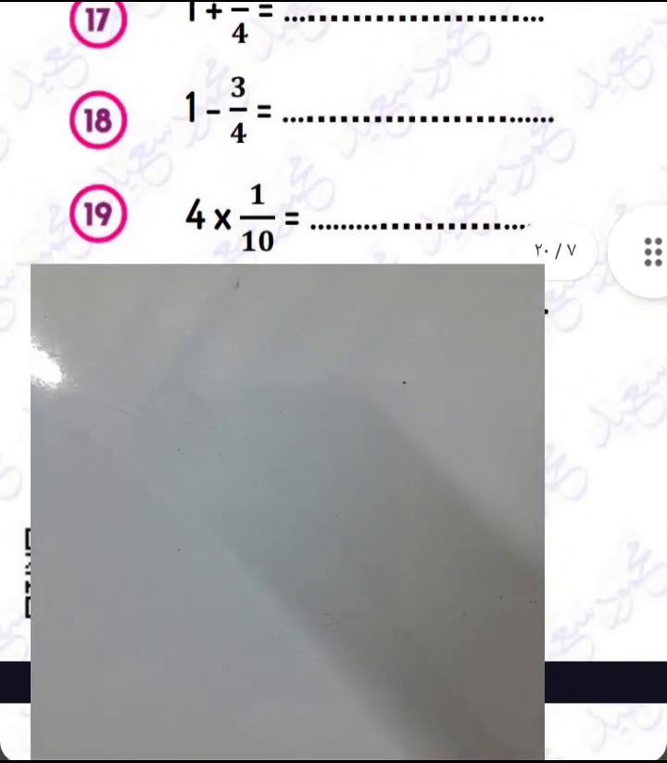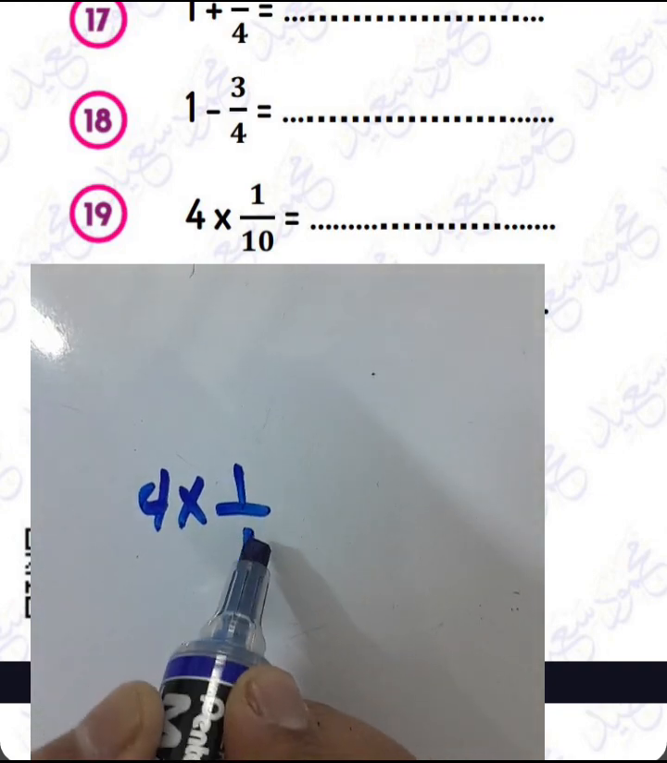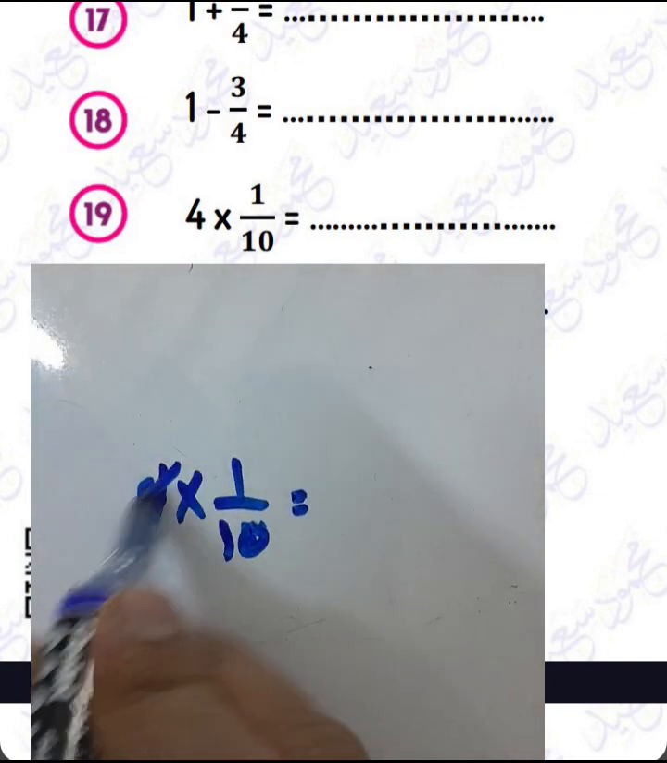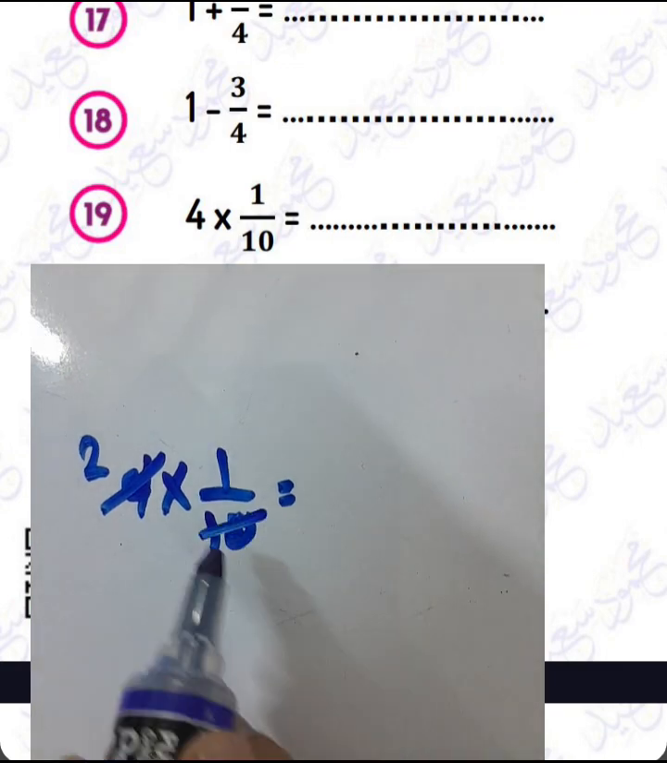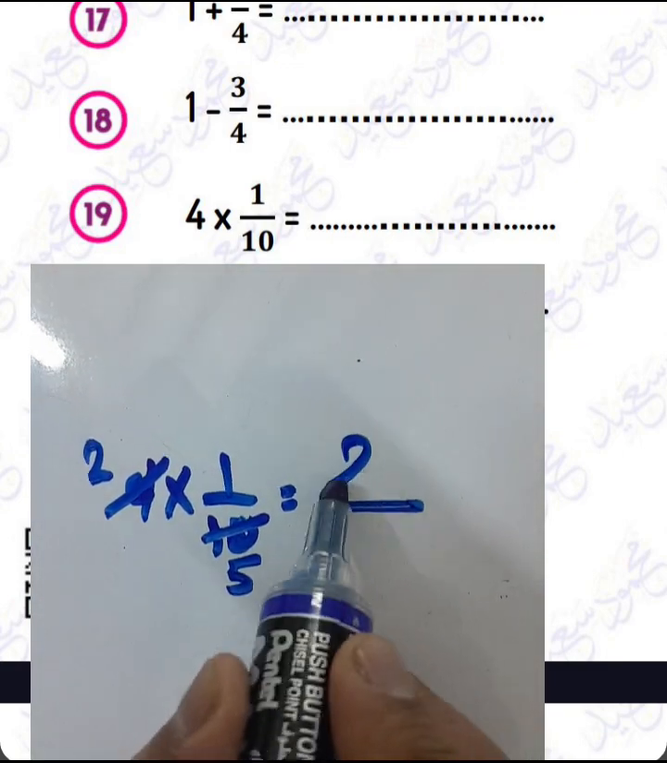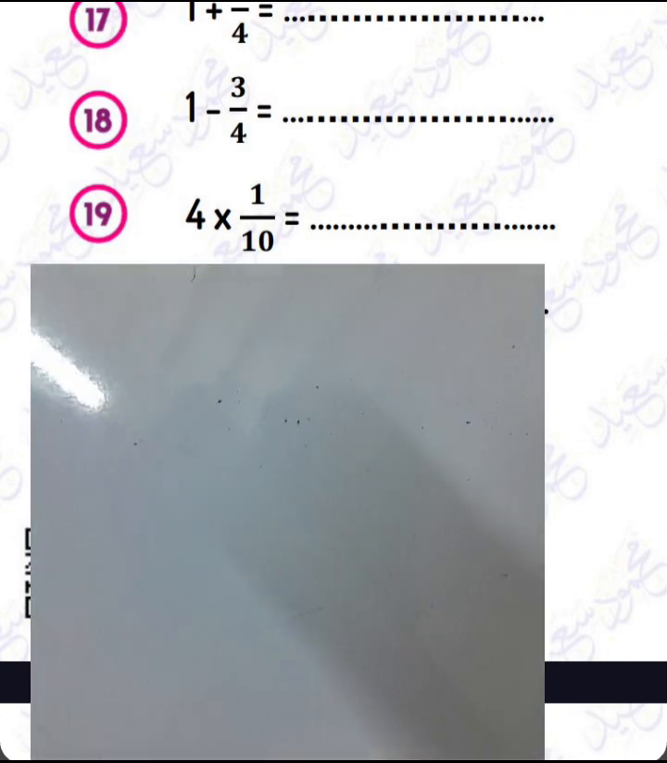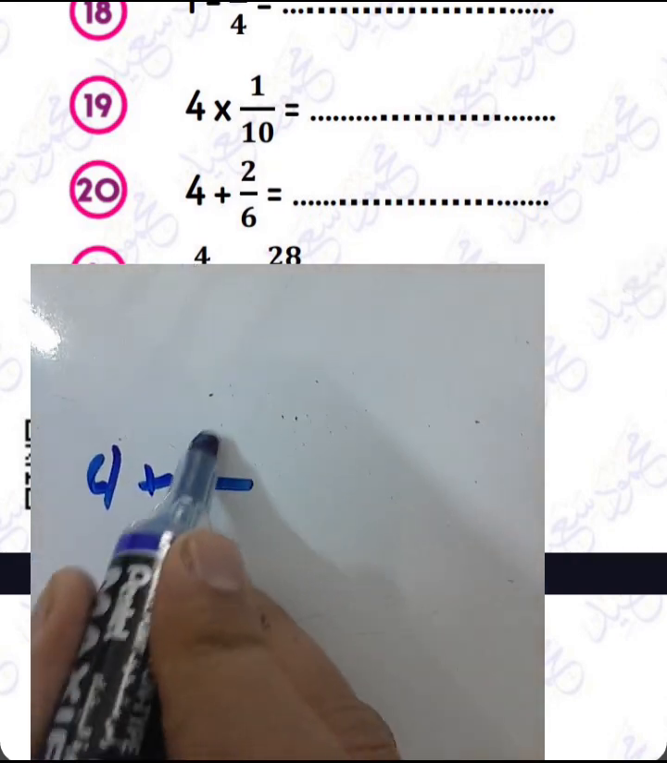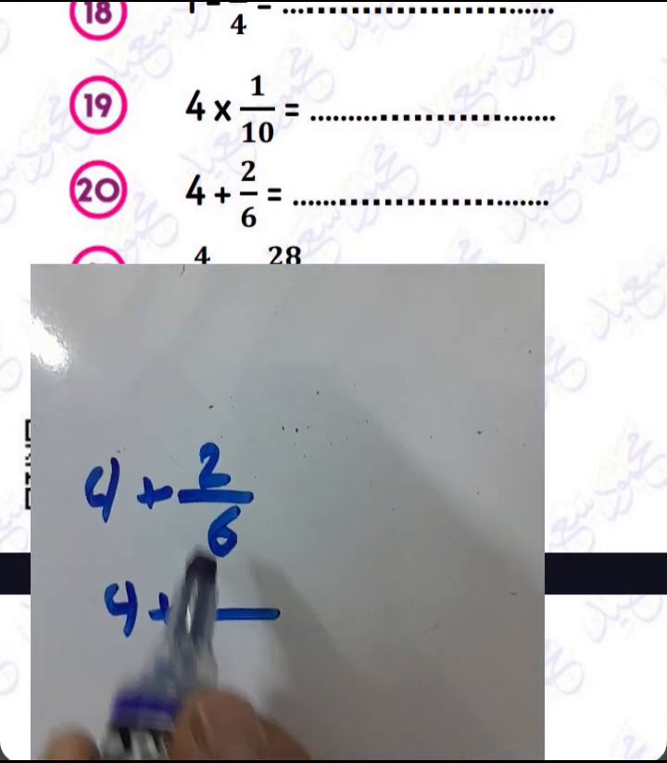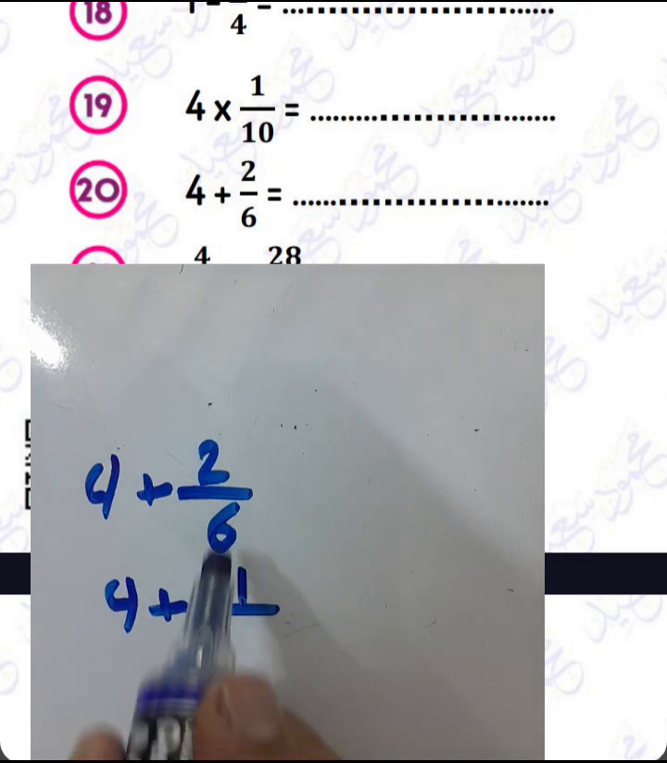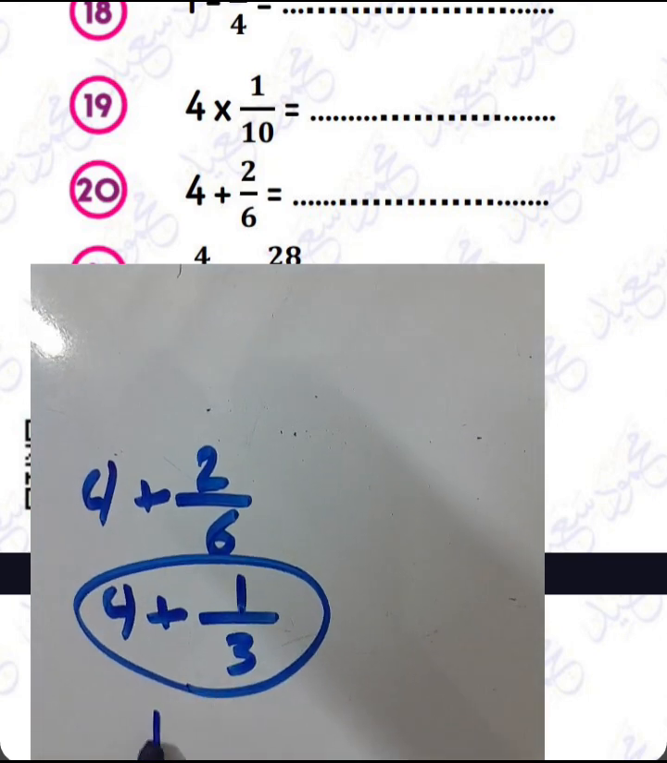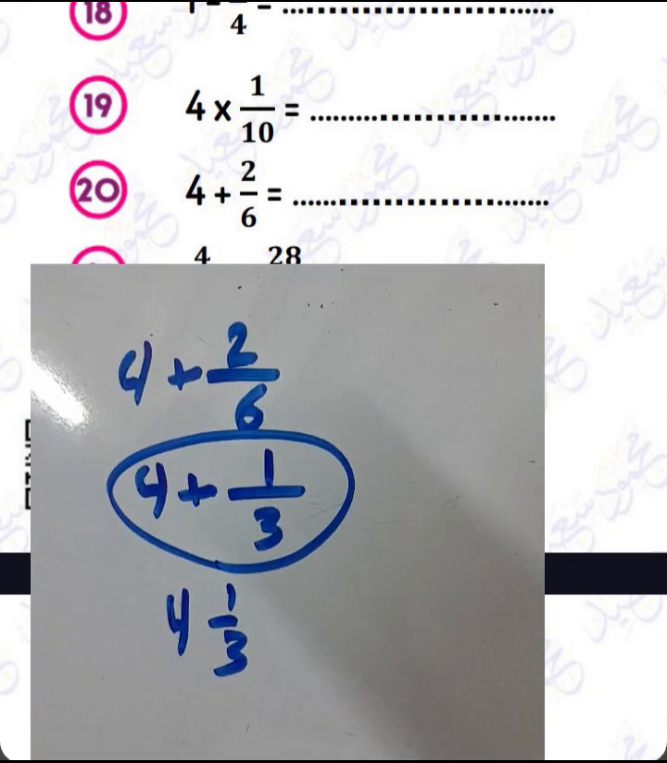Next example, question 19, 4 over 10. We can divide by 2. 4 divided by 2 equals 2, 10 divided by 2 will be 5. The result will be 2 over 5. Then 4 plus 2 sixths, we can write 4 and 2 over 6. 2 divided by 2 is 1, 6 divided by 2 equals 3. And then you can write 4 and 1 third. This is the result of question 20.